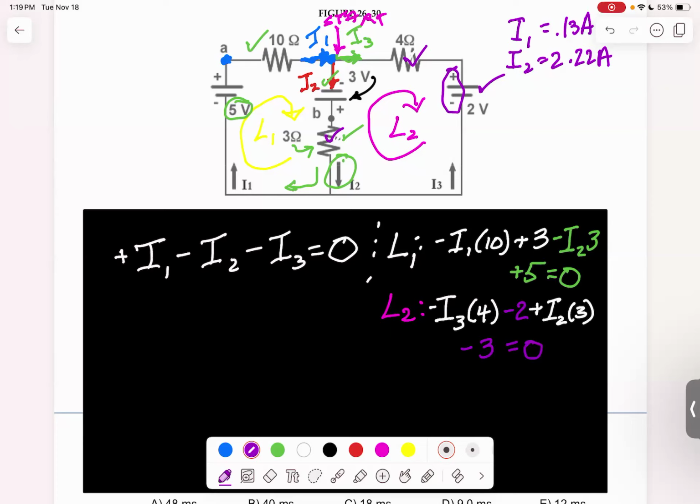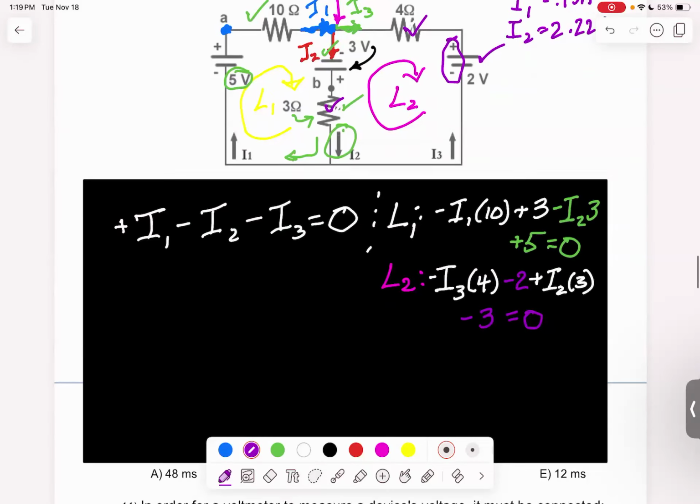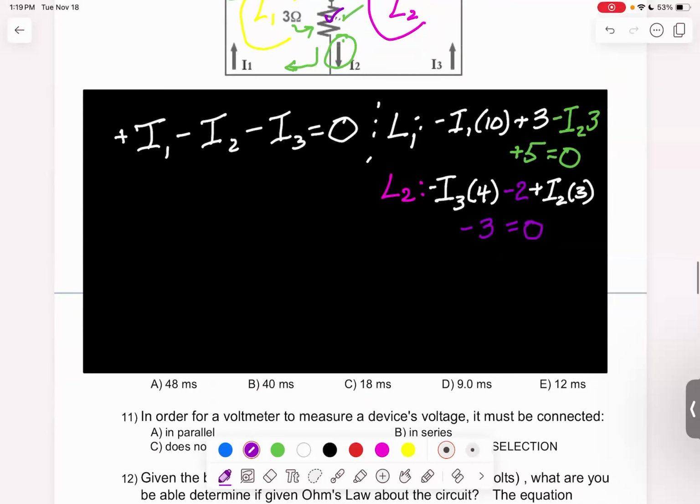So these are our 3 equations that we're going to be looking at. It's probably a little bit more than what we needed to do, but you're going to probably see some more complex problems than this. So I want you to be prepared. So now we'll have a system of equations.